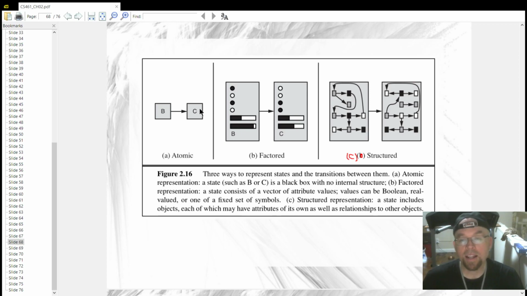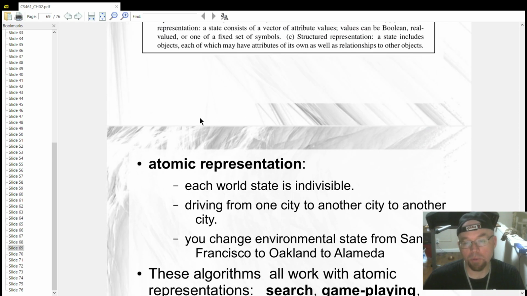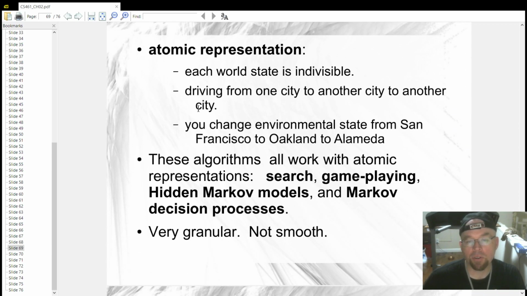Okay, so anything that atomic can do, factored can do, and anything that factored can do, structured can do, right? But an atomic representation cannot do what structured can do. It gets more complex, and it's a sliding scale from left to right in terms of granularity. Any environment that you could represent with an atomic structure, you could also represent with a factored and a structured. But any environment that requires a structured representation cannot be represented with an atomic representation. It doesn't work in both ways. Okay, so let me just go through these really quick.